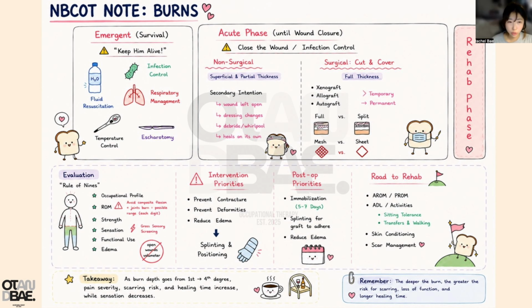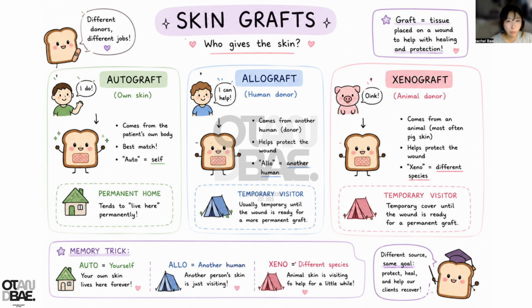So I also want to briefly explain skin grafts because students often mix these up. An autograft comes from the patient's own body. Since it's their own tissue, it's considered permanent. An allograft comes from another human donor. A xenograft comes from another species, most commonly pig skin. These are usually temporary biological coverings that are used to protect the wound until definitive treatment can be performed.